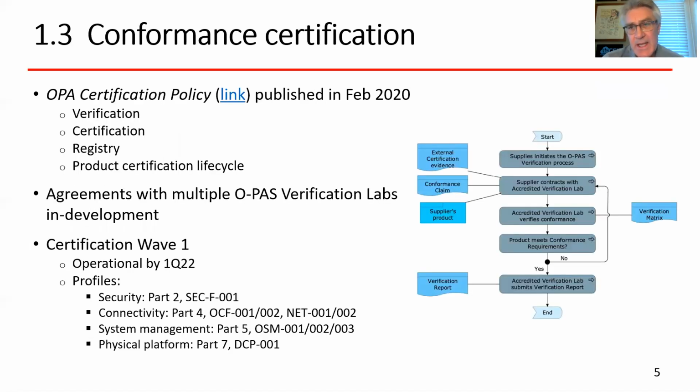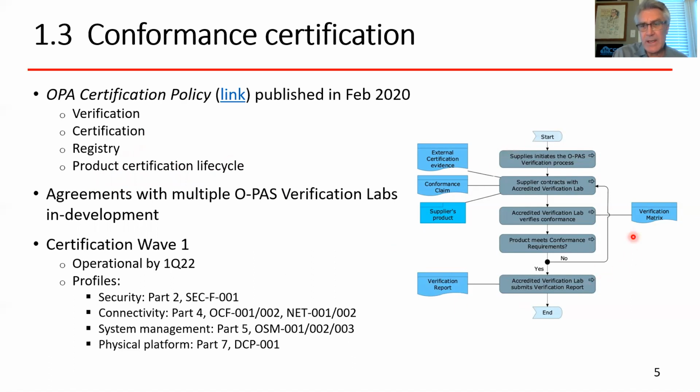Finally, probably our newest activity, and I'm really pleased at the headway that we're making here, is the startup of the conformance certification activity. So we published the certification policy guide a little bit more than a year ago. In this certification policy document, it is explained how verification is done, how certification is done, who's the certification authority. In this case, it's The Open Group. We define a registry of products, and we also address the life cycle for managing certification of products.